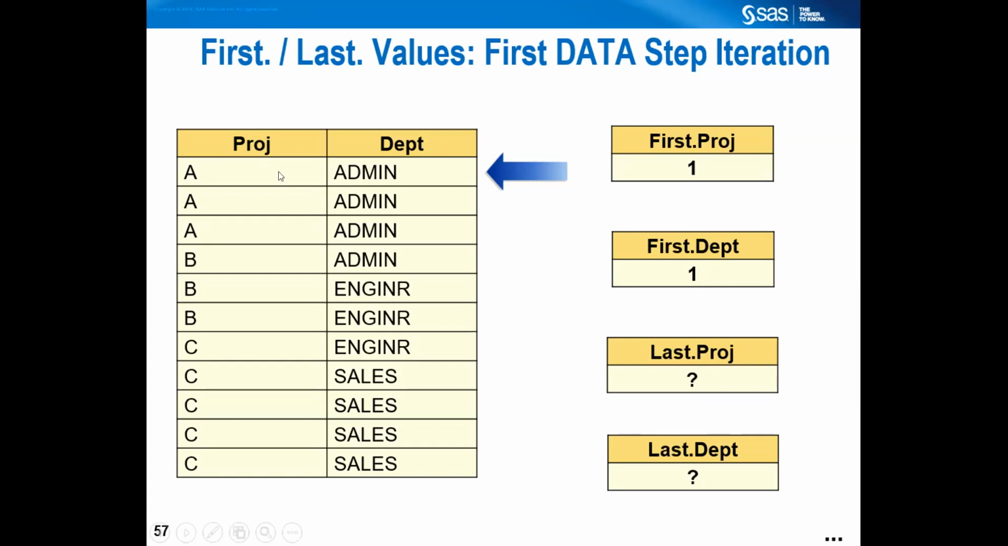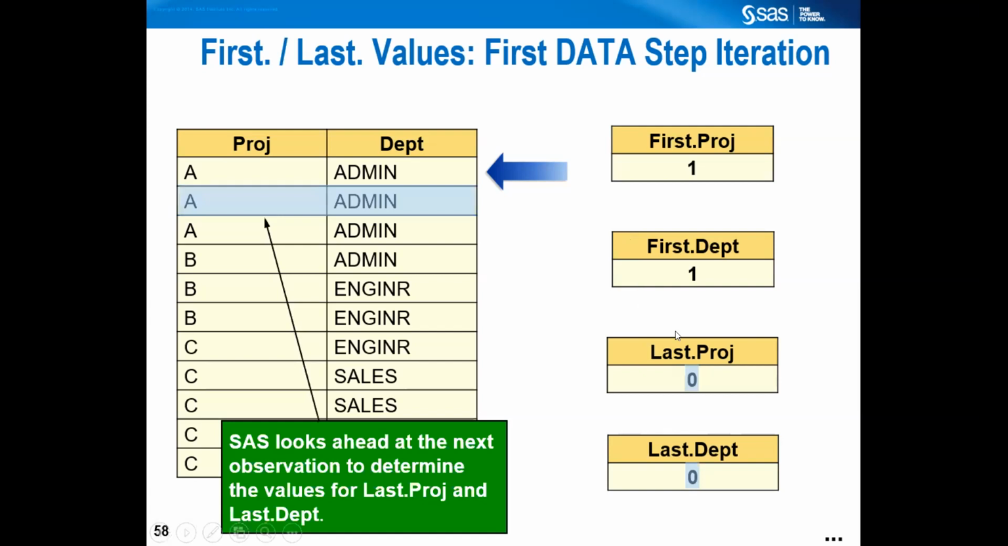Now looking into this, your first dot project value is going to be 1. Why? Because within project, this value is first, hence it's going to be 1. Is this value the last observation for project? No, correct? Hence, its last dot project is 0. All fine. Now for the other variable, it will check for admin. Is this admin the first observation? Yes. Hence, its first dot department is 1. Looking ahead of admin, it is not the last observation. Hence, its last dot department is 0. Agreed with this?